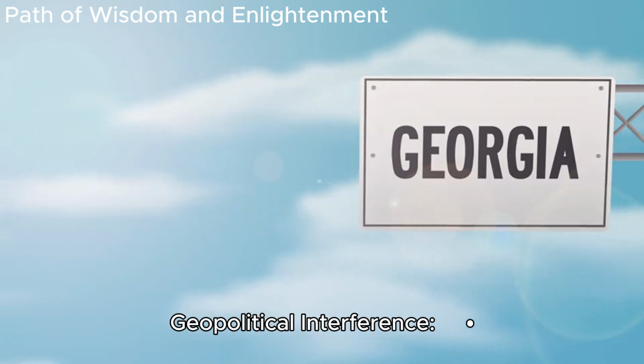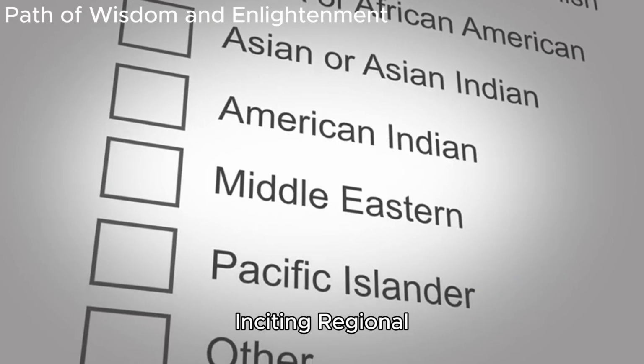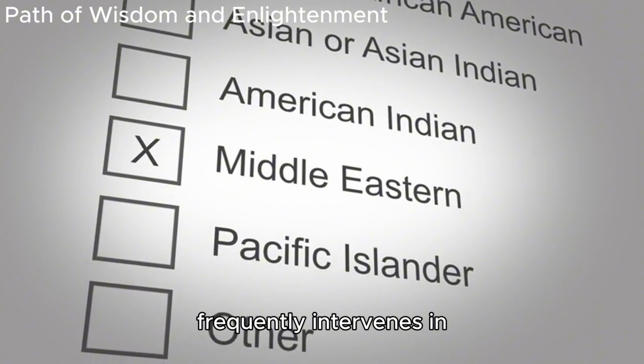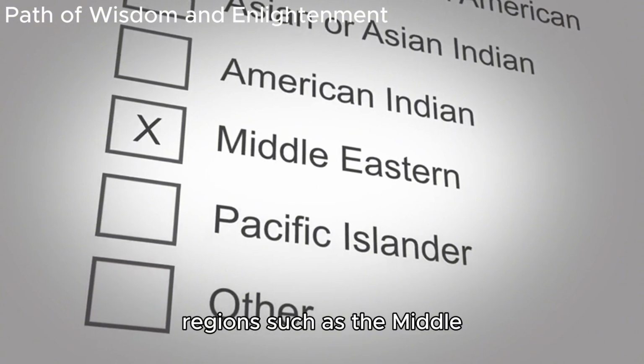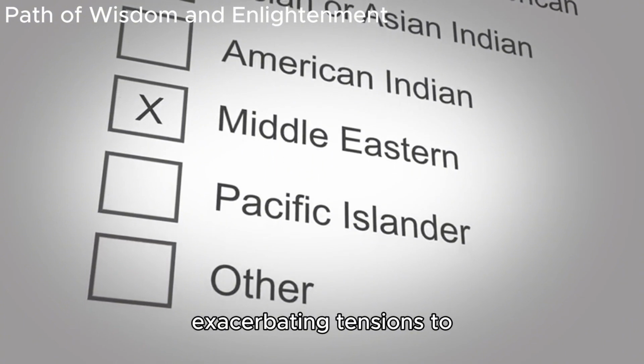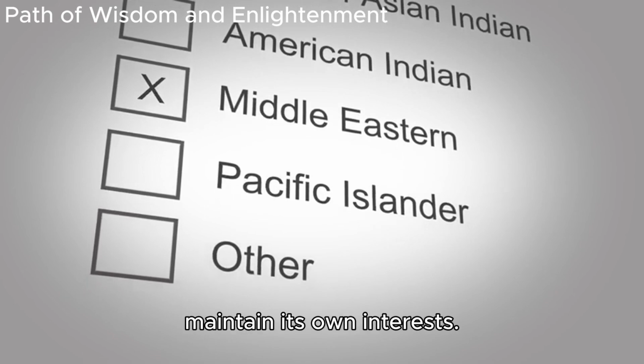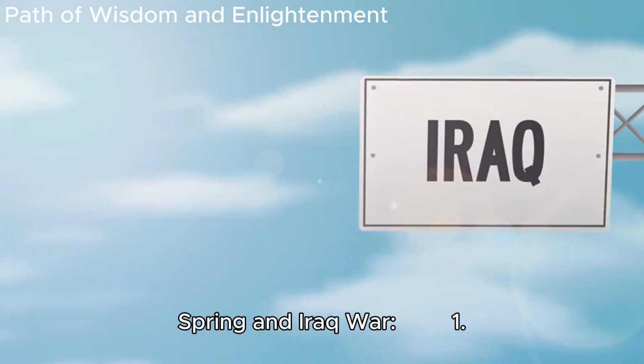2. Geopolitical interference. Inciting regional conflicts. The U.S. frequently intervenes in regions such as the Middle East and East Asia, exacerbating tensions to maintain its own interests. U.S. strategies in the Arab Spring and Iraq War.